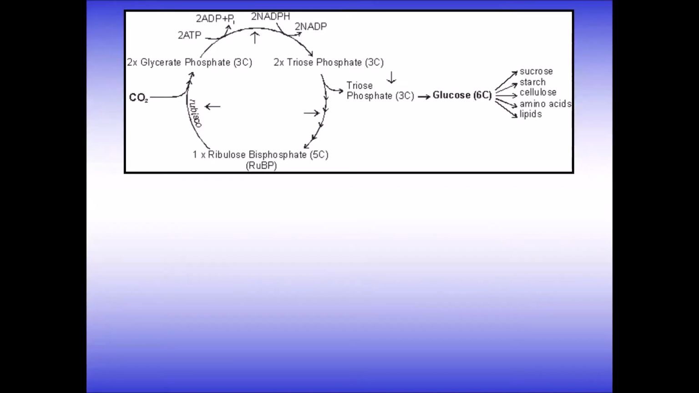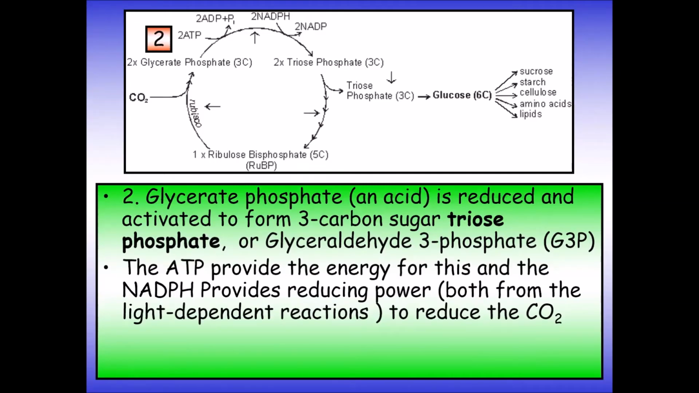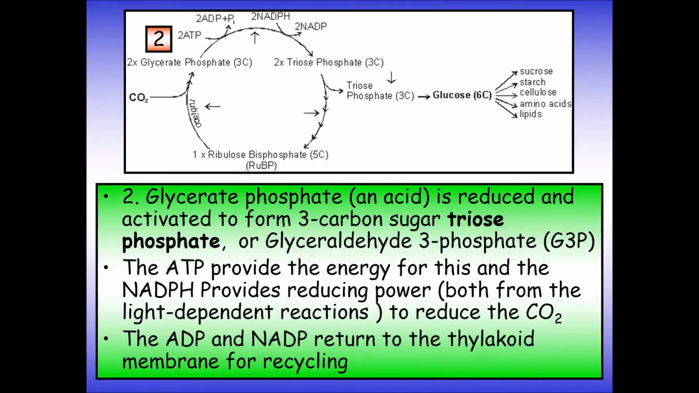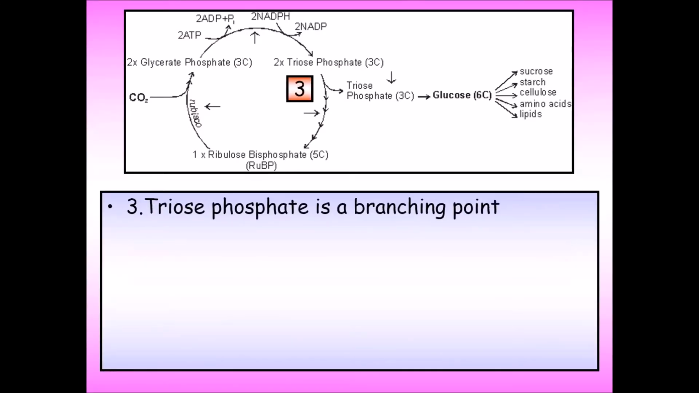From there, the GP is reduced using the NADPH, or reduced NADP, and also the energy from ATP. ATP provides energy, NADPH, or reduced NADP, provides reducing power. And they then are spent effectively or used, and they go back to the thylakoid membrane to be recharged in a light-dependent reaction. From here, we've got a branching point. So TP can go in one of 2 directions.